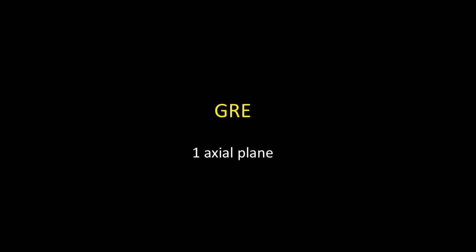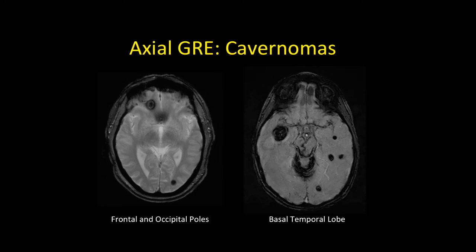Alright, and then last, the GRE, just one axial plane. We're pretty much just looking for cavernous malformations, frontal and occipital poles on this patient on the left, and this patient on the right had multiple as well, with some siderosis from bleeding and lesions in their basal temporal lobes.